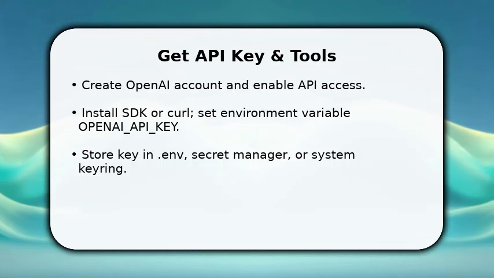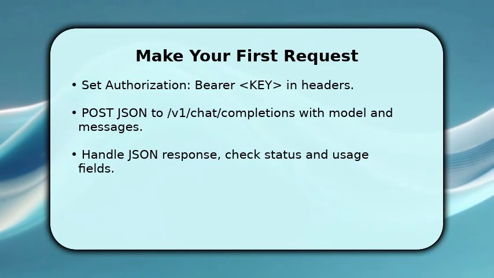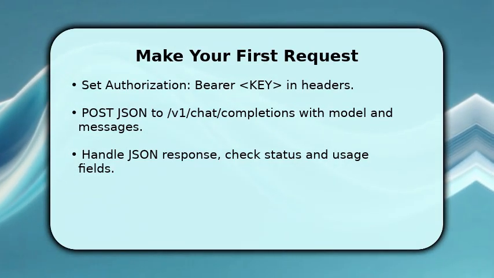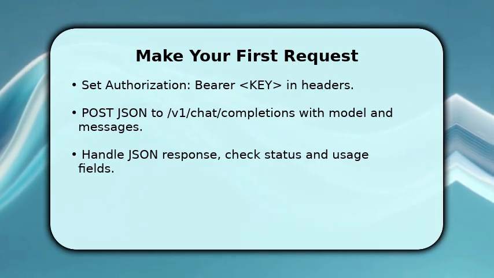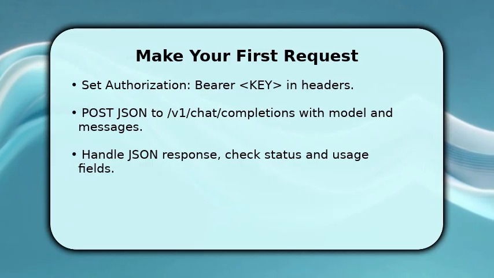You send a POST to the chat completions endpoint with Authorization: Bearer plus your key. Include model, temperature, and messages array. In code, parse the JSON response and extract choices[0].message.content. Also inspect usage to monitor tokens consumed.